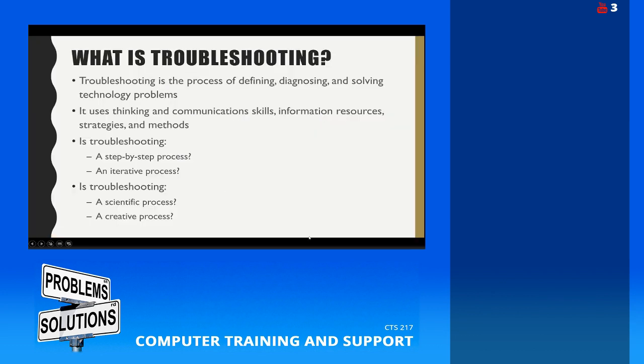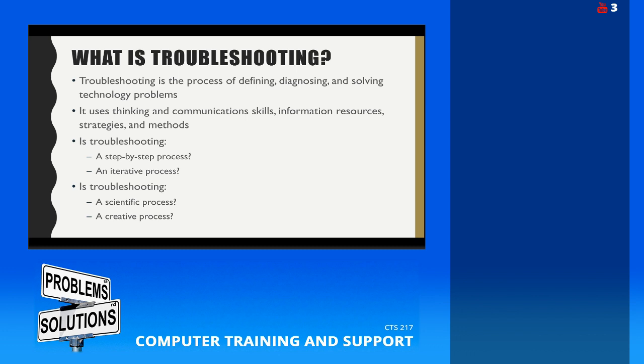So in order to get us started today, we're going to talk about what is troubleshooting. Let's start off by defining troubleshooting. And then we're going to look at what troubleshooting is and what troubleshooting isn't. And you might be kind of surprised.